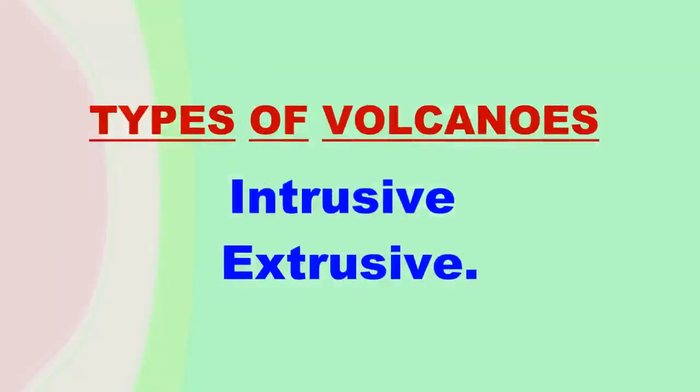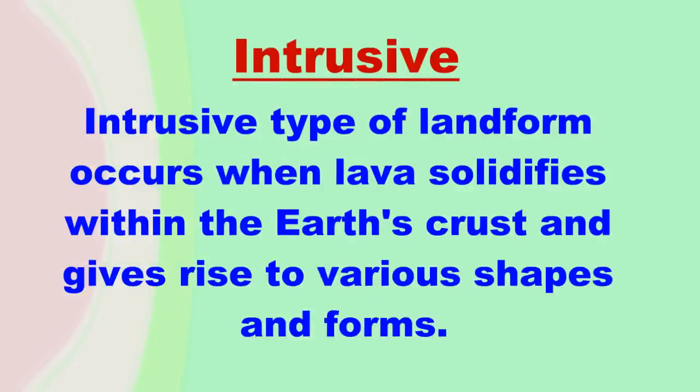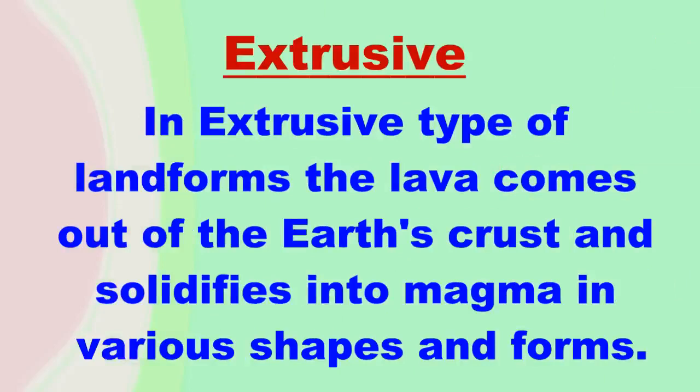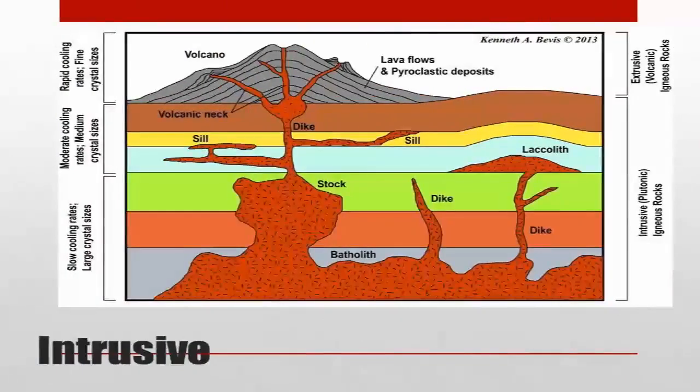Types of volcanoes. The phenomena of volcanism can be divided into two types, the intrusive and extrusive. Intrusive types of landforms occur when lava solidifies within the Earth's crust and gives rise to various shapes and forms. Whereas in extrusive types of landforms, the lava comes out of the Earth's crust and solidifies in various shapes and forms. Now we are going to see the intrusive forms.